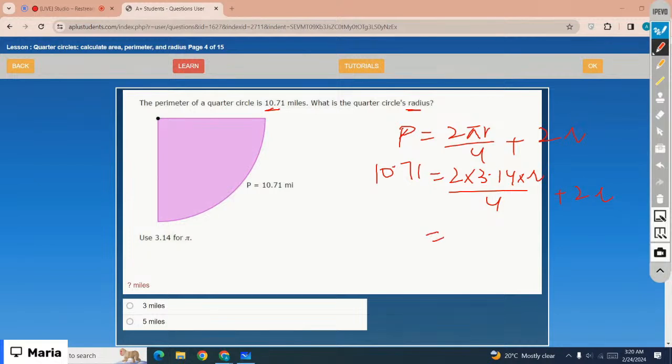That is 1.57, I think. Let me check: 2 times 3.14 is 6.28, divided by 4, yes, that is 1.57, plus 2r. So when you add them, they make 3.57r equals 10.71. Now divide both sides by 3.57. So 10.71 divided by 3.57 is 3 miles. So r equals 3 miles. The correct option is r equals 3 miles, right?